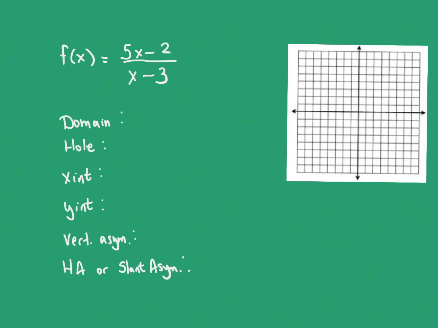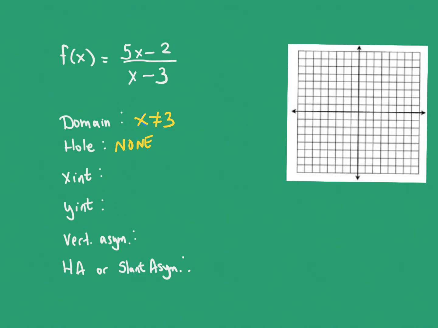All right, let's look at this rational function as we try to graph it. Now, obviously, the first thing to do is to try to factor and cancel anything out. It does not. So I know my domain is just going to be x's that are not 3, because that's what makes the bottom 0. And I'm not going to have any holes because nothing canceled out.